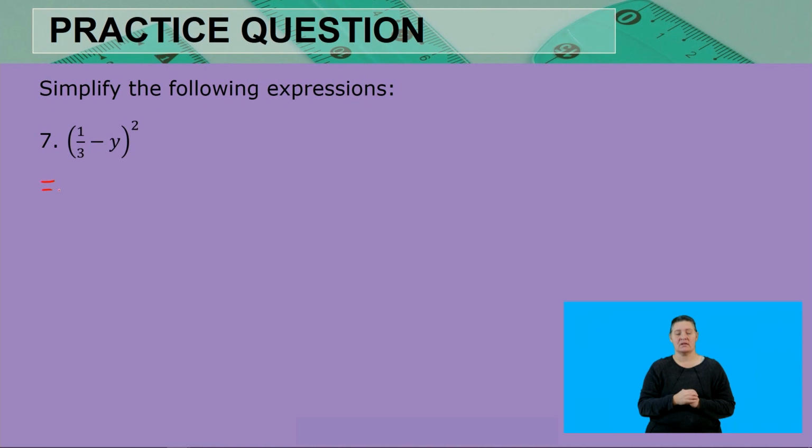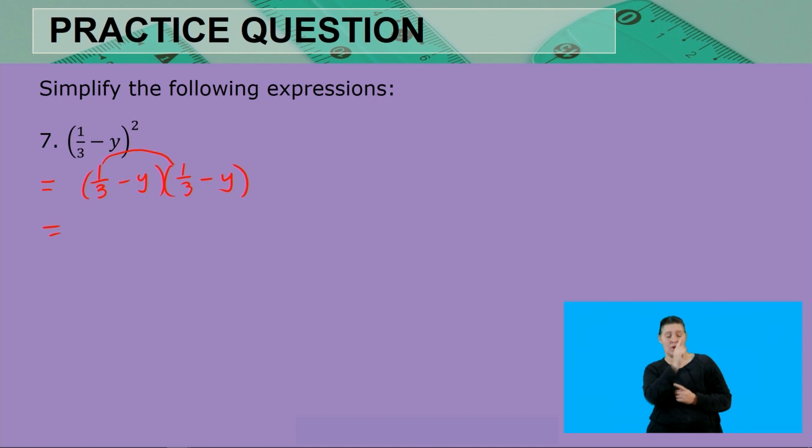So now we are still squaring those brackets. We have here number 7 that says 1/3 minus y, in brackets, and then we are squaring that bracket. So let us start off by writing the bracket twice. So that is 1/3 minus y, 1/3 minus y. So we are going to multiply the way we should.